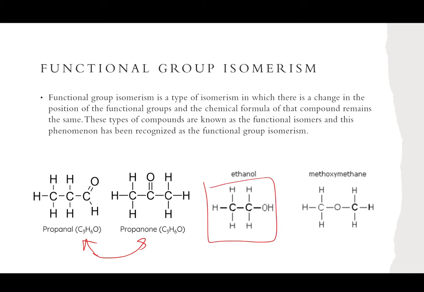Same thing with ethanol and methoxymethane. Same molecular formula and everything, but different functional groups. That is what functional group isomerism is. Same molecular formula, different functional group. Some other functional group isomerism, you can see in carboxylic acids. You can see them in esters as well. There are different ways you can view them. These are two examples of functional group isomerism. Same molecular formula and everything, but different structure, different functional group. Any questions here?